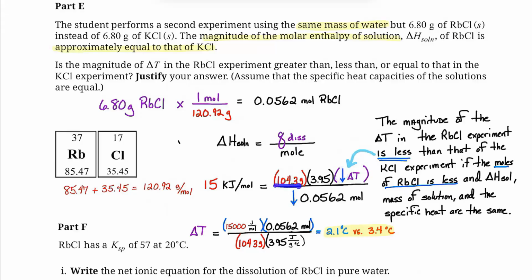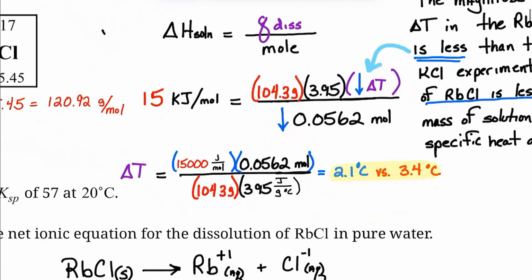Since the mass of the solution is not changing, because we're using the same mass that we used in the first experiment, and the specific heat, who has to decrease? Well, the temperature change does. And so you can put that into words. I said the magnitude of the delta T in the rubidium chloride experiment is less than that of the KCl if the moles of rubidium is less, and the mass of solution and the specific heat are the same. I think it probably is easier if you just plug in.